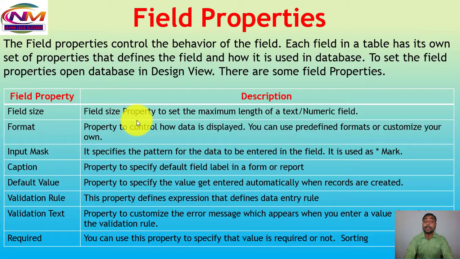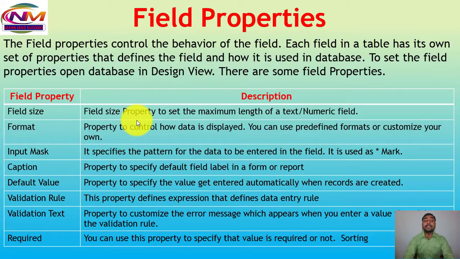The second field property is format. Format controls how data is displayed. You can use a predefined format or customize your own. Suppose a date time is there. When I'm writing today's date, today is 12th of June 2020, I can also give it as 12/6/2020 or as June 12, 2020. So as per our need we can use different formats, whatever I need, and we can also customize it on our own.